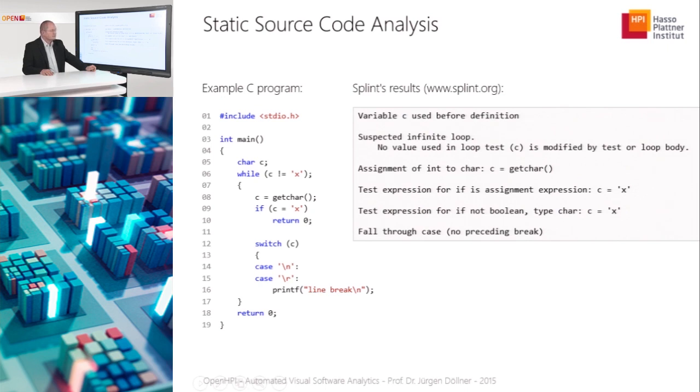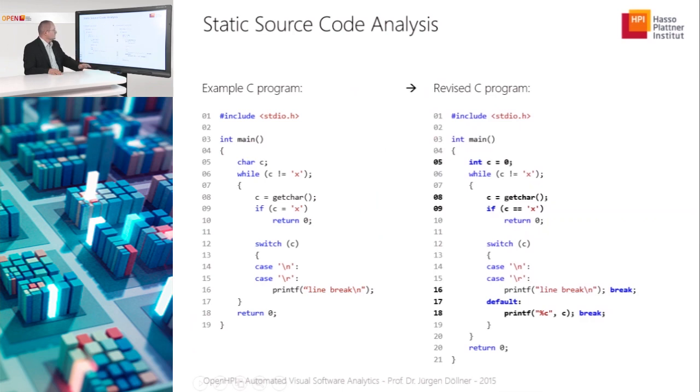If we take into account these warnings, we can rewrite the code, and this is how a possibly less error-prone implementation would look like. Now we have added the initial value of the variable c, we have a correct if condition, and we have the fall-through case added. This shows how warnings of static source code analysis tools can be used to improve source code quality.